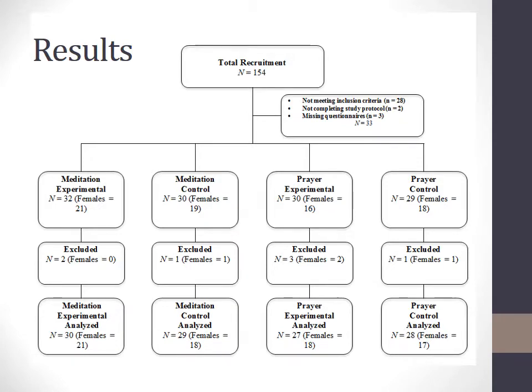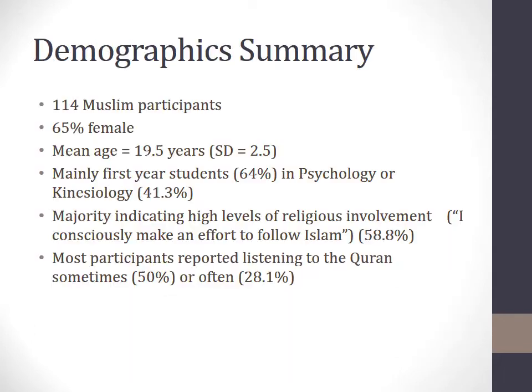I'm going to go through these quickly, but you can read these on Moodle at your leisure. So this is just explaining how many participants were recruited for the study and how they were stratified through the different groups, and how many were excluded for various reasons. You don't really have to remember any of the details of this, except for 65% of the participants were females, and the majority of participants were relatively religious Muslim individuals.